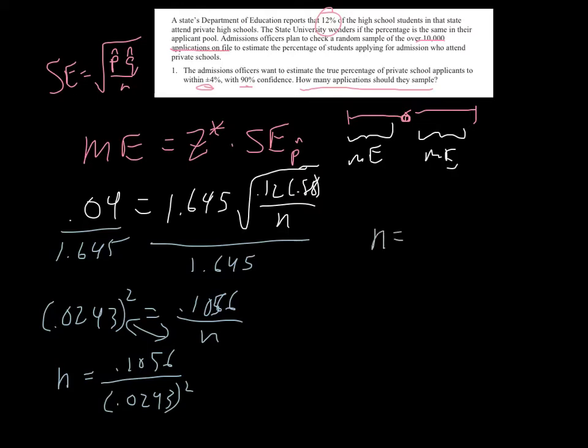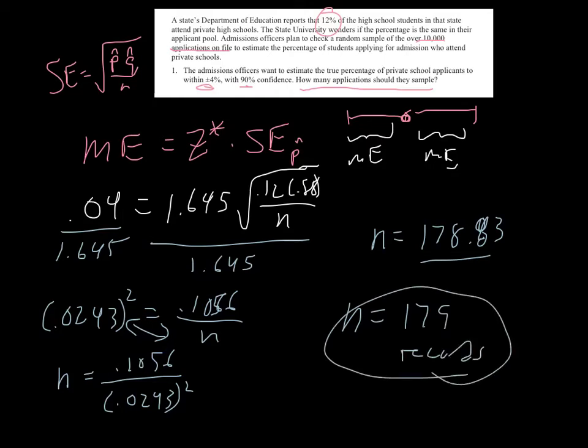You get a value of 178.83, and you can't have that many records. You have to pull in a whole number of records, so n is going to be equal to 179 records. That answers how many applications they should sample. They should sample 179 if they want their confidence interval to be within 4% of the true value with 90% confidence.